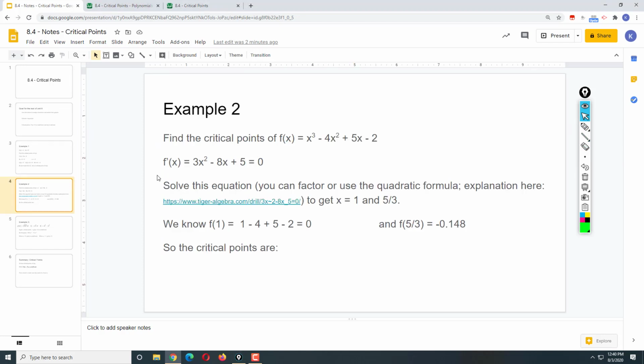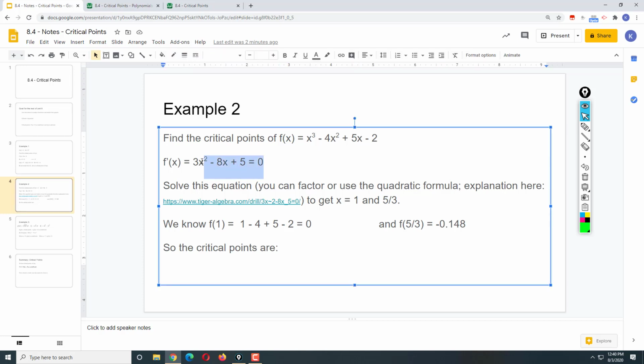Example 2. f of x is equal to x cubed minus 4x squared plus 5x minus 2. The derivative of that is 3x squared minus 8x plus 5. We want to set that equal to 0. You can use the quadratic formula or factor it to find x. I attached a link to explain how to factor it if you don't remember. We get x equals 1 or 5/3.